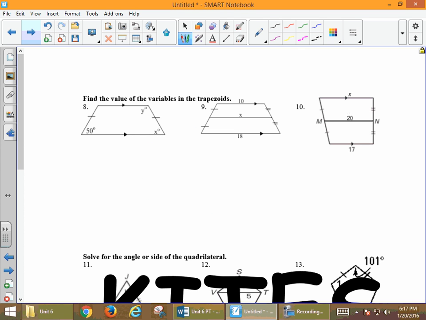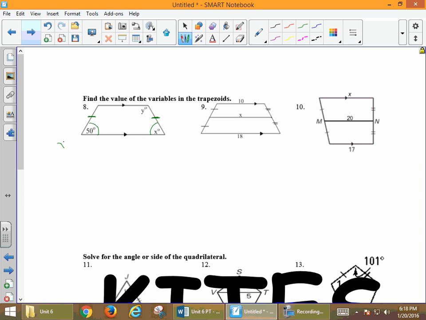When we get to question 8, 9, and 10. Question 8, 9, and 10 says find the value of the variables and the trapezoids. Some of these are very special trapezoids. If we look at number 8, number 8 is a very special type of trapezoid because of the marks on the legs. A trapezoid that has 2 congruent legs is called an isosceles trapezoid. An isosceles trapezoid's first major trait is base angles are congruent. So this angle is the same as this angle.